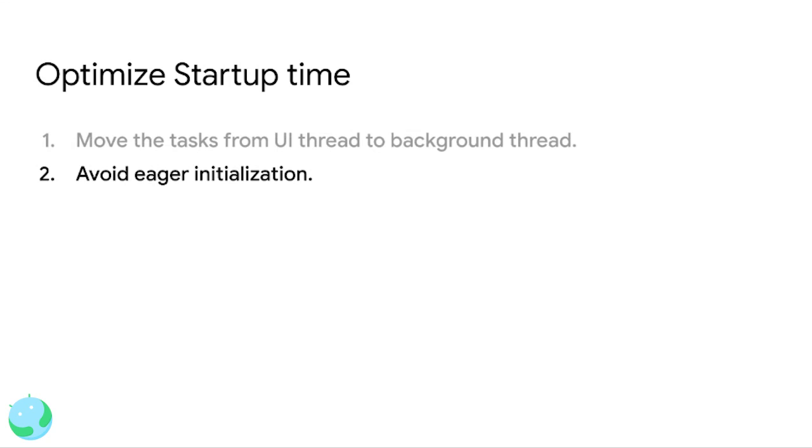Again, avoid eager initialization. The user launching your app is the most well-known reason for a process start, but you might have other things like work managers, job receivers, bound services, and content providers. These start your app process in the background. Avoid initializing these things eagerly in your application class.